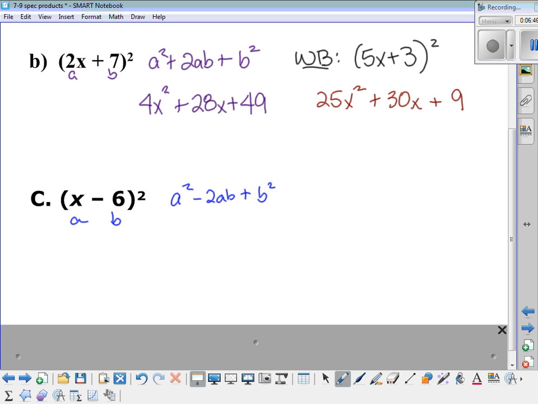So if I take x and I square it, what do I get? Just x squared, right? And what's negative 6 times negative 6? Positive 36. Okay, what is x times negative 6? Negative 6x. And then if I double that, negative 12x. Okay, so it works just the same way whether there's a minus sign or a plus sign. You just have to keep thinking about those minus signs.